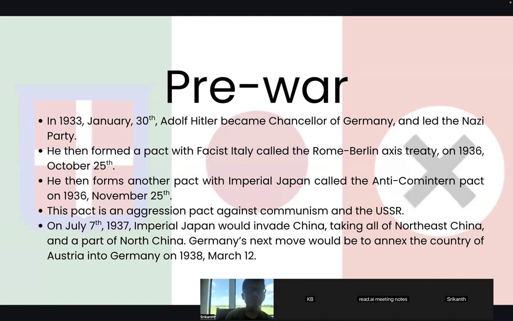He then forms another non-aggression pact and an alliance pact with Japan, or Imperial Japan, called the Anti-Comintern Pact, on November 25th, 1936. Now, the Anti-Comintern Pact is basically a pact against Russia or the USSR and communism. Communism was the form of government in the USSR, which Germany and Japan did not like.